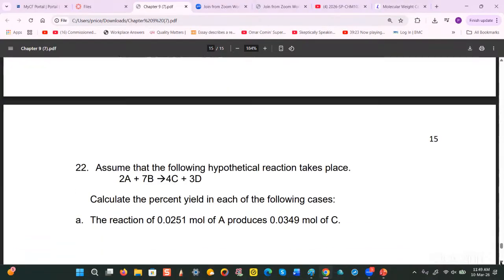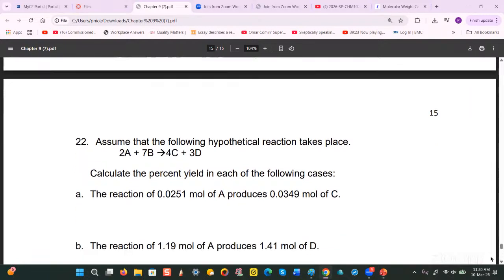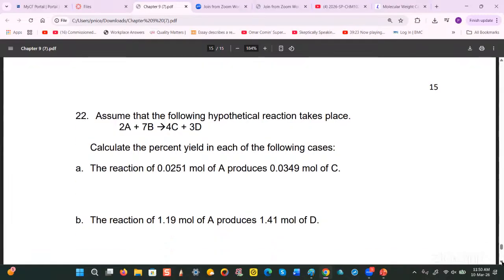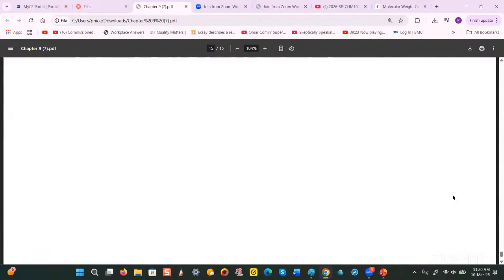And let me see, number 22. Okay, so in this case, they give you a series of amounts of different substances, and you're to calculate the percent yield in each case. Okay, so you should be able to do that as well. And that, believe it or not, is it as far as this is concerned.